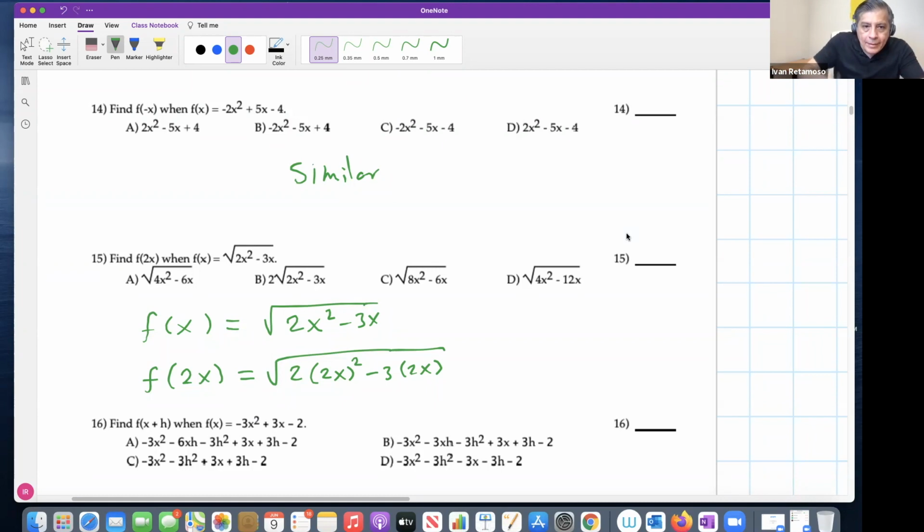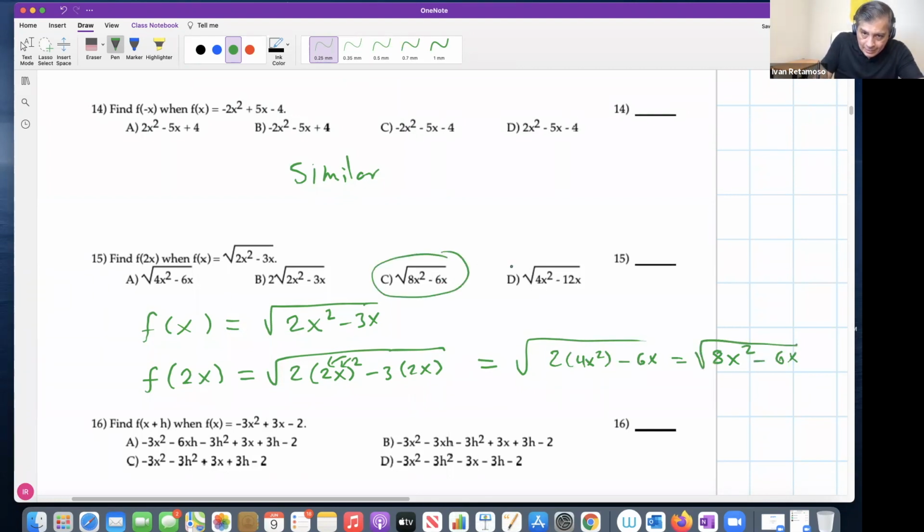Great, right? This guy becomes, when you raise to the second power, 2 squared is 4, right? And this x squared is just x squared. And 3 times 2, 6, 6x here, right? But now 2 times 4, 8, right? So 8x squared minus 6x inside this radical should be the final answer of this guy, right? Excellent, excellent.